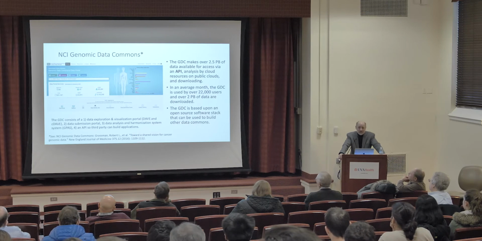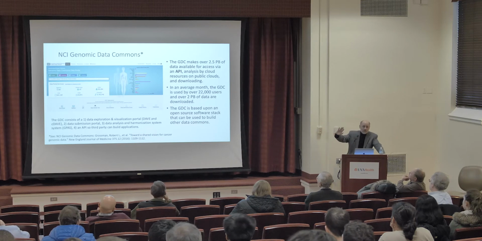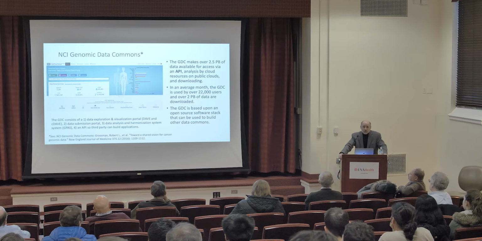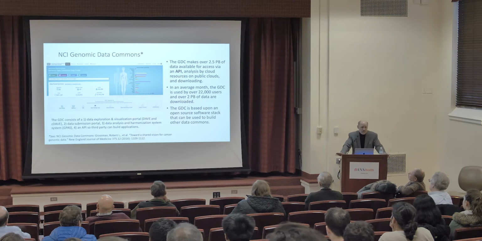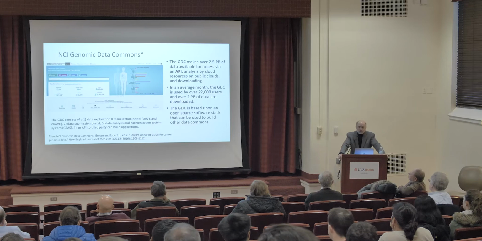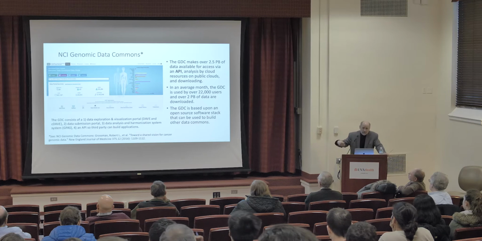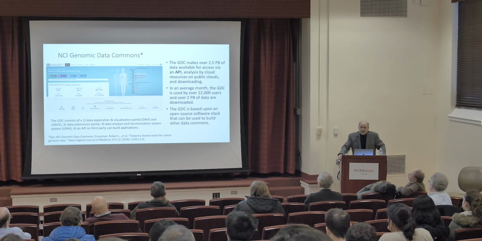Interestingly, each month, between 2 and 3 petabytes of data are pulled out, either to be used in the cloud or to be analyzed locally. But that's a large-scale infrastructure, 2 to 3 petabytes pulled out each month. It's used by over 100,000 unique researchers each year, and it's based on an open source software stack that you can use to build your own commons. It was also built over open APIs.